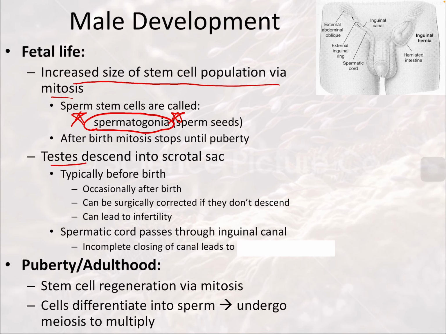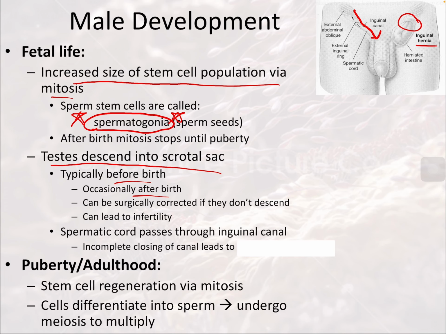During development, the testes descend into the scrotal sac. This typically happens before birth, sometimes after birth. Sometimes, as you can see here, so this is that inguinal canal where the testes descend through. Sometimes that canal doesn't close up all the way. It's supposed to close up enough to where it's mostly sealed. But what happens sometimes when that doesn't close up all the way is you get something called inguinal hernia.